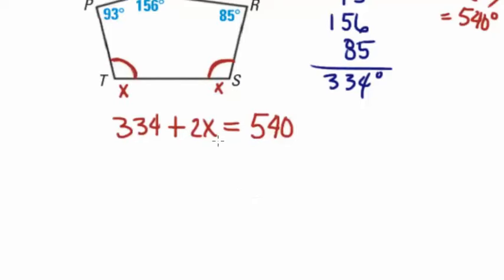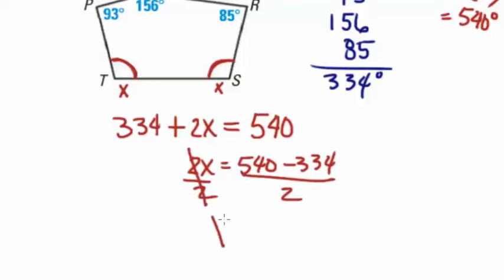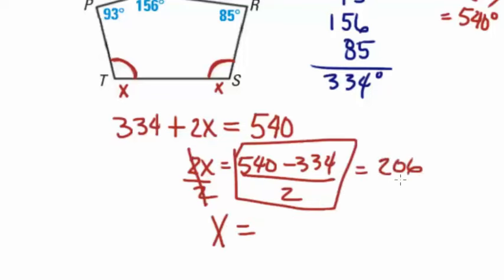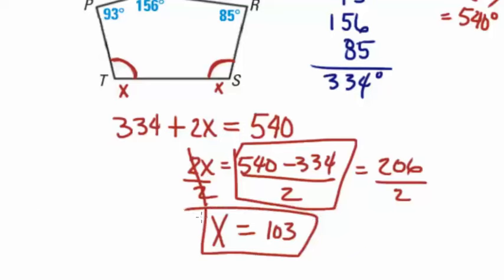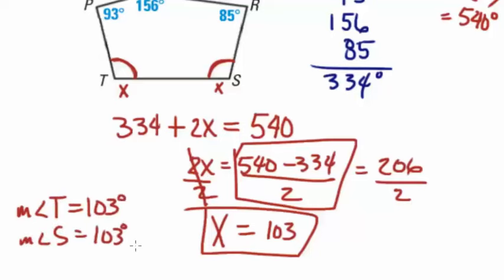Okay, so it's just a simple equation. We're going to crunch it out. So 2x is equal to 540 minus the 334. And then we're going to divide both sides by 2, and we're done. So x is equal to this right here. So the numerator, that's 206 divided by 2, and then half of 200 is 100, and half of 6 is 3, so 103. So the measure of angle T is equal to 103, and the measure of angle S is also equal to 103 degrees.